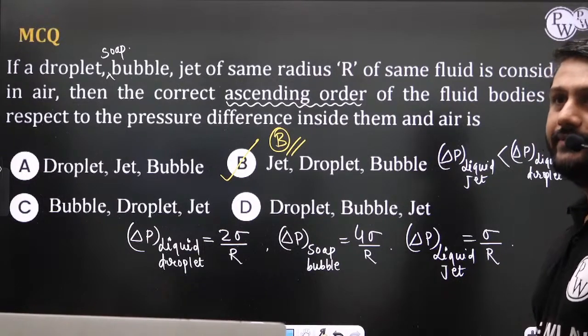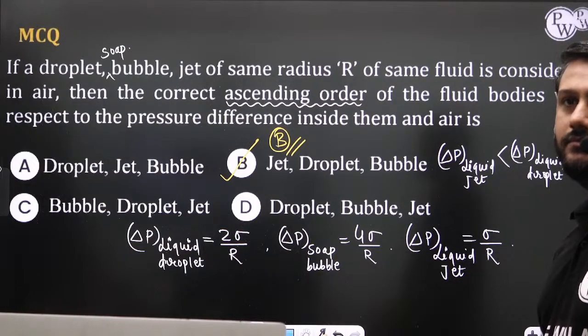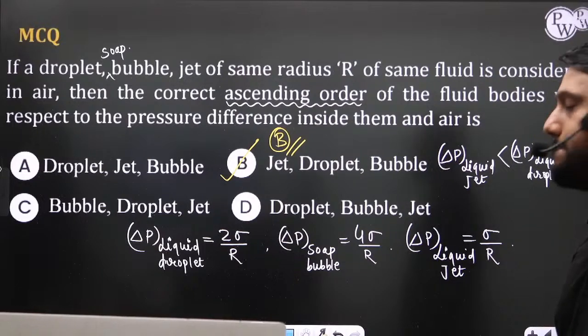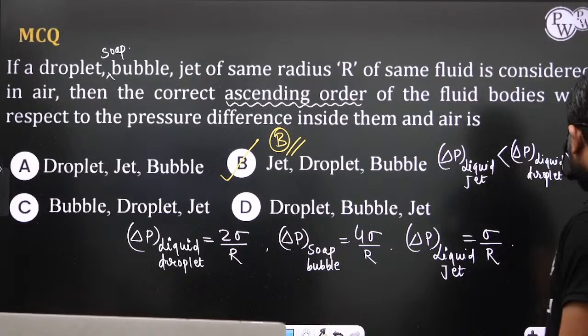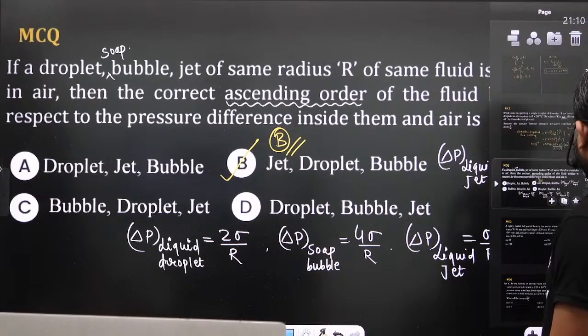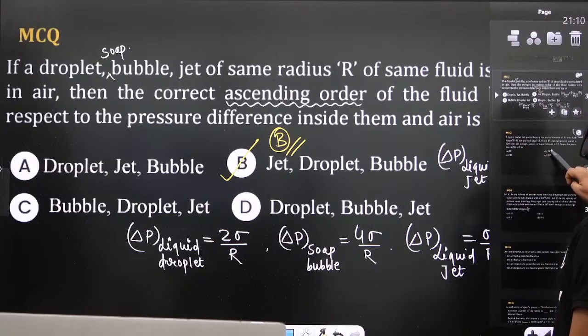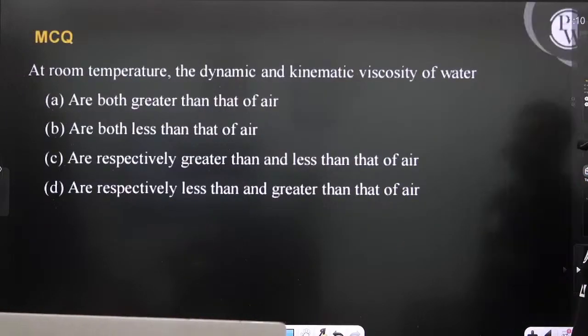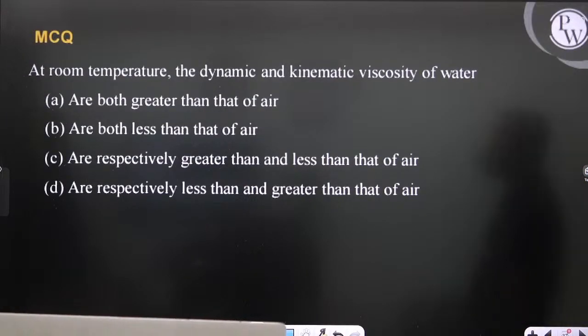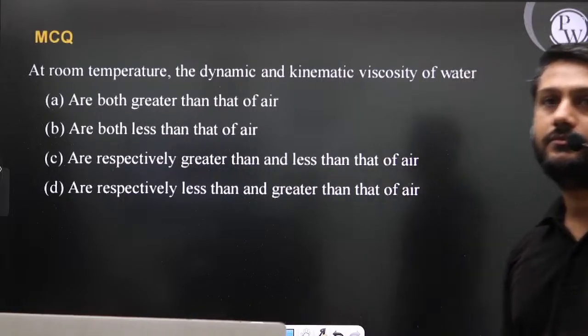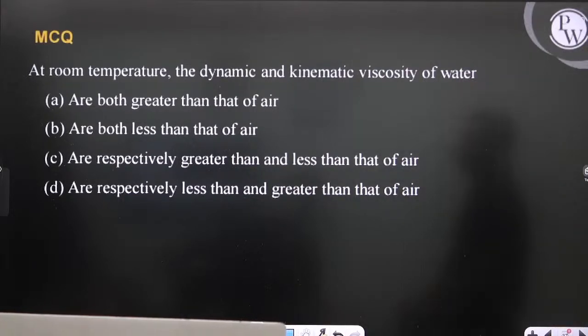Is it clear? Fine. Okay, now come to the next question. The next question is an MCQ problem. Try to answer this question.